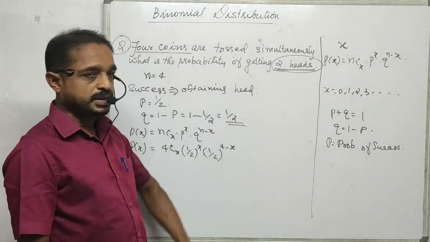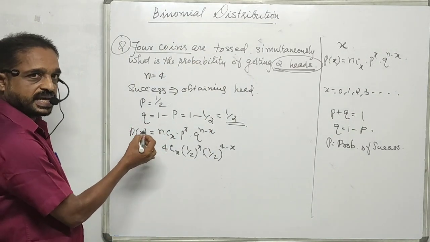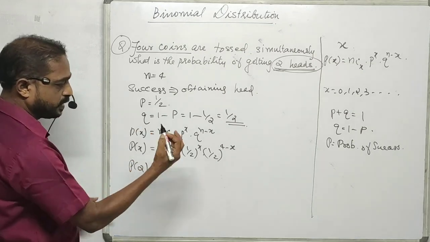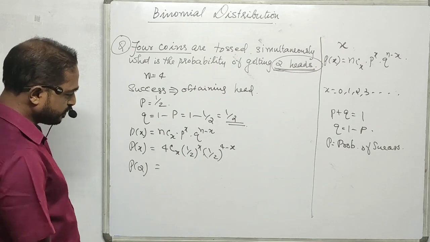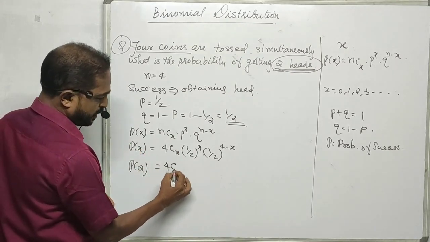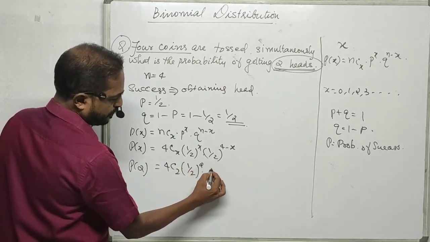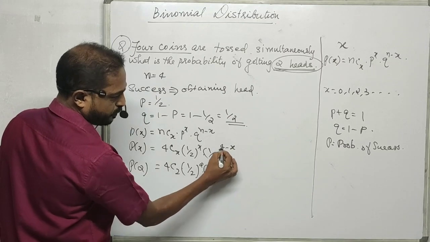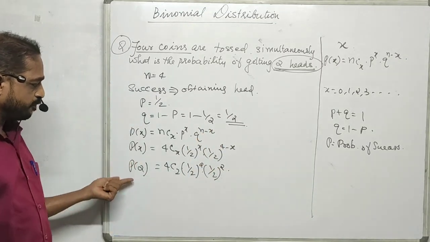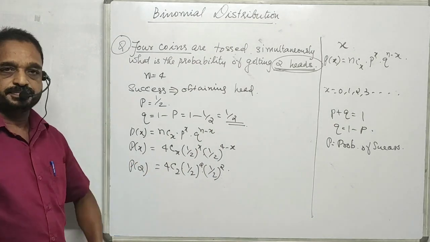So what is the probability of getting 2 successes? P of x is the probability of getting x successes. So what will be P of 2? P of 2 is the probability of getting 2 successes. So simply substitute x equal to 2, that is 4C2 into 1 by 2 raised to 2 into 1 by 2 raised to 4 minus 2. 4 minus 2 is nothing but 2. So P of 2 is the probability of getting 2 heads.